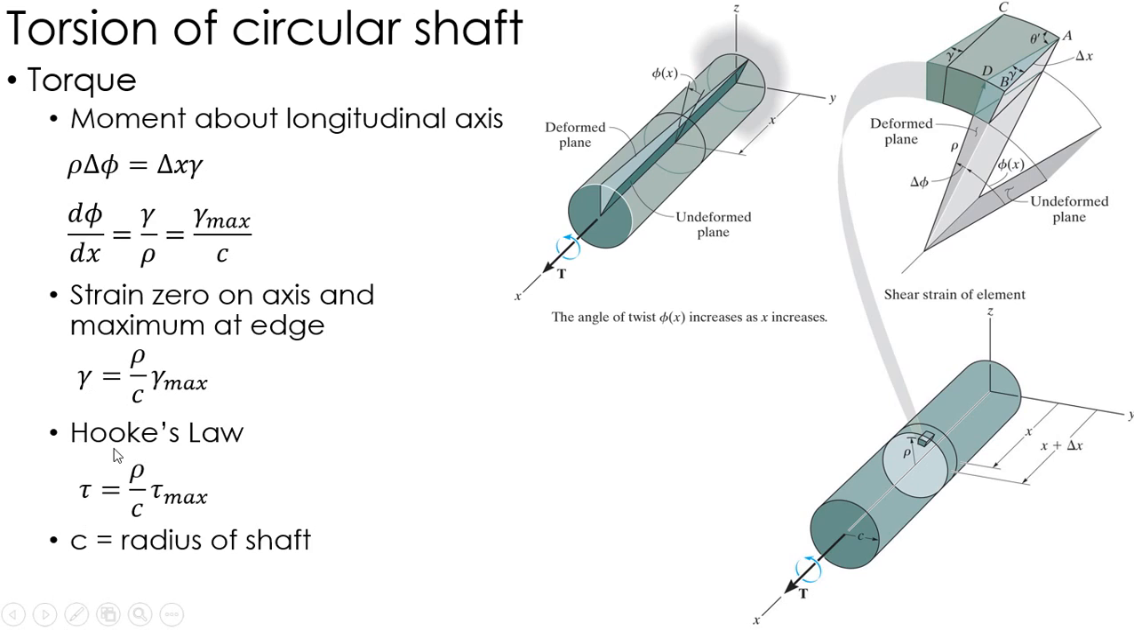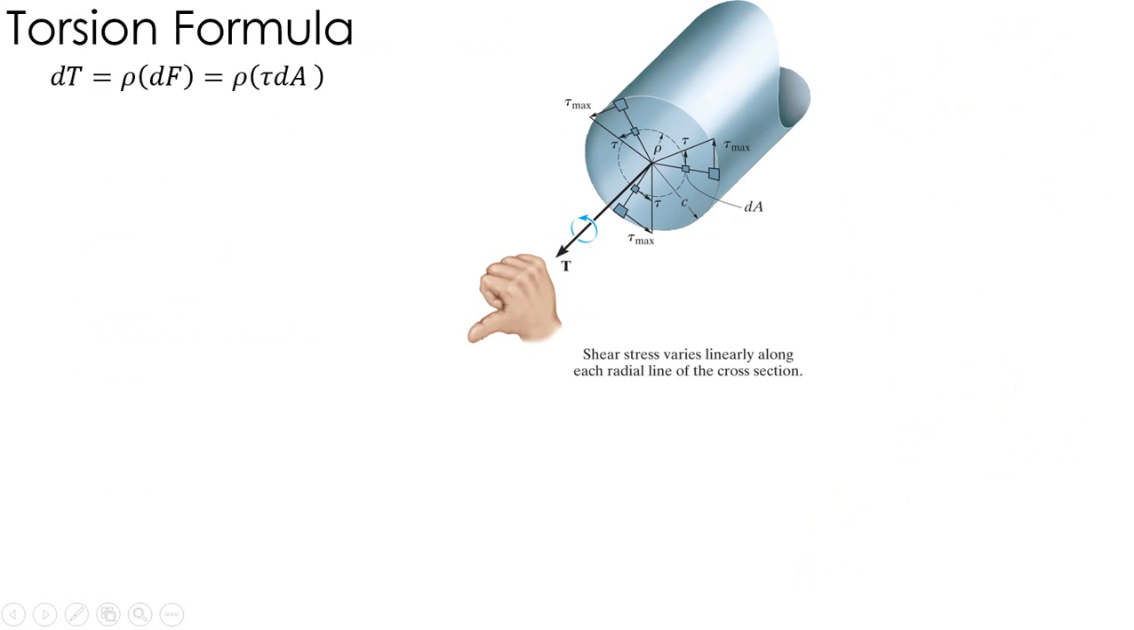Then Hooke's law relates shear strain to shear stress through the G. The G will go away because if I put tau over G here and tau max over G here, it'll cancel. But basically now I've related the shear stress, which is generally what we're more interested in, as equal to rho over c times tau max. We're going to use this to develop what's called the torsion formula.